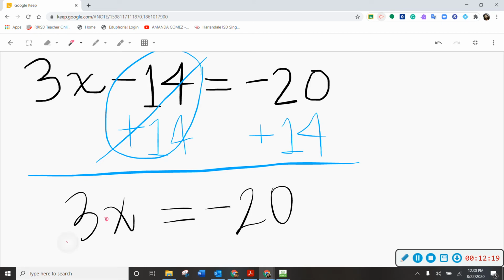So the opposite is division. We're going to divide both sides by 3.